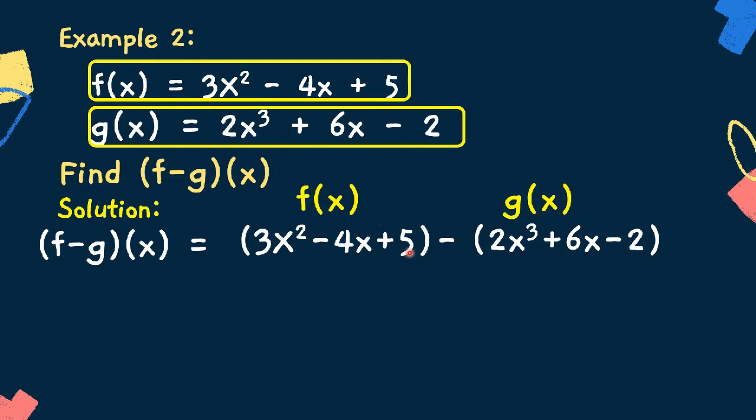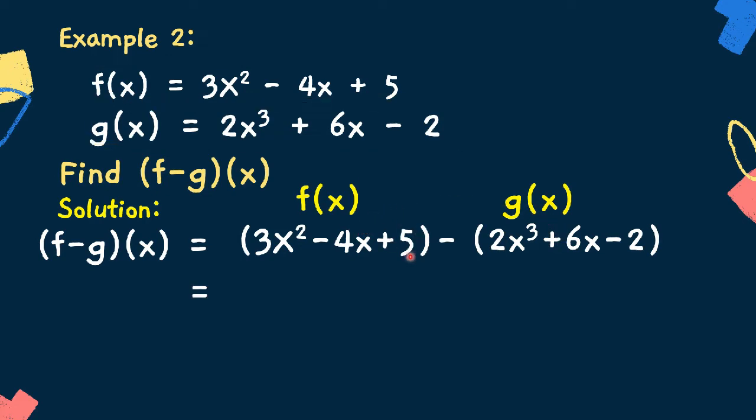So recall that the rules in subtracting functions, we simply subtract the subtrahend, or the opposite sign of the subtrahend, from the minuend. So we simply copy the minuend, which is 3x squared minus 4x plus 5.